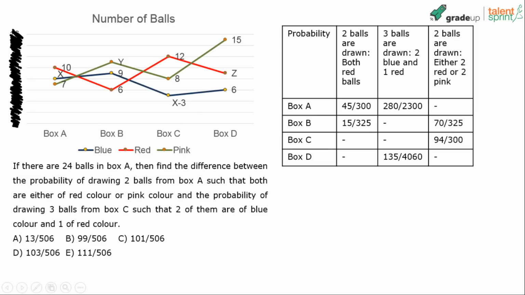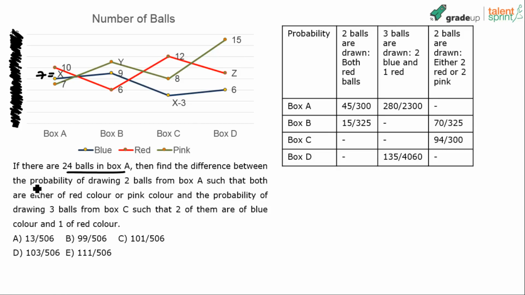Okay, let's go by the question. This time I think he has changed it, right? So he says if there are 24 balls in box A, see, 10 and 7, 17 is already there. So x should be equal to 7. Number of blue balls should be 7. 10 plus 7, 17. 17 plus 7, 24.